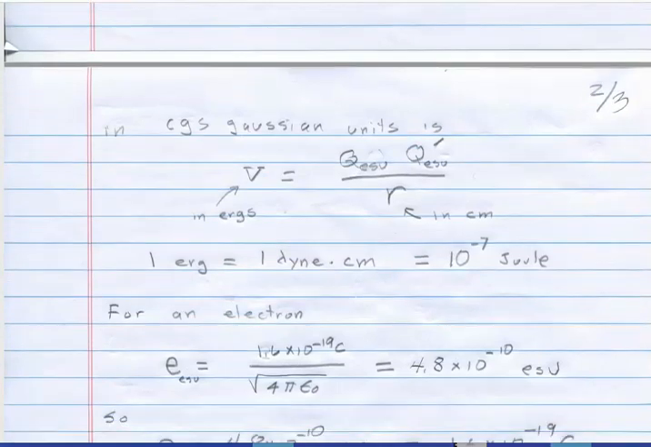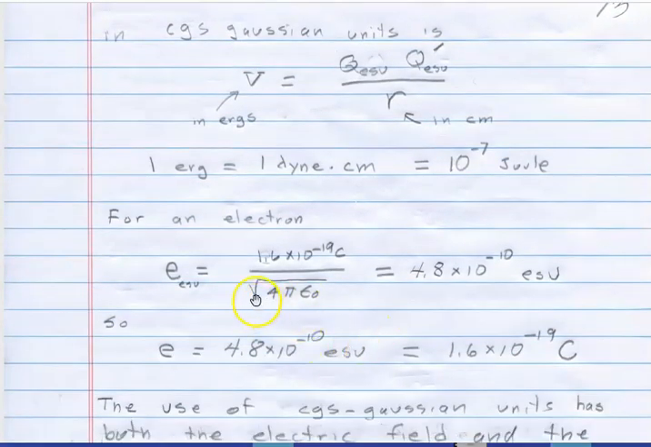Well, if you do that calculation, if I divide the charge of an electron in coulombs and this constant here, plug in what epsilon naught is, and turn everything into centimeters and grams, then what you find is that this charge on the electron, 1.6 times 10 to the minus 19th, turns into 4.8 times 10 to the minus 10 electrostatic units.